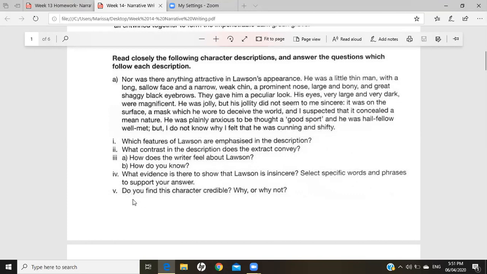And the last one says, do you find this character credible? Why or why not? So I don't know if Alex is back with us to answer this question. Alex, are you back with us? Is Alex and Marie? Anyone of you could answer this last question. So do you find this character credible? So when you read the description of Lawson, do you think that he's a credible character?